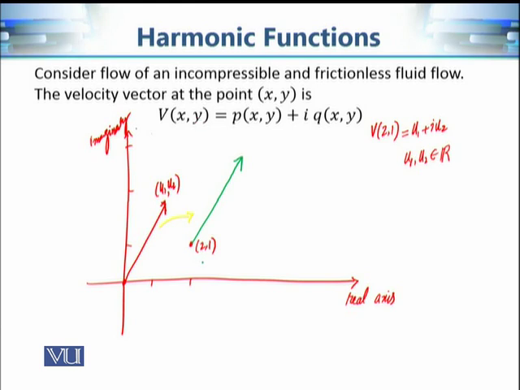So in this particular example, we discussed how to find the velocity vector at the point 2, 1, and similarly we can calculate the velocity vector at any other point as well. In other words, this velocity vector is going to give me the velocity at each and every point in the domain of the problem. It's going to give me an arrow at each and every point in the domain of the problem.